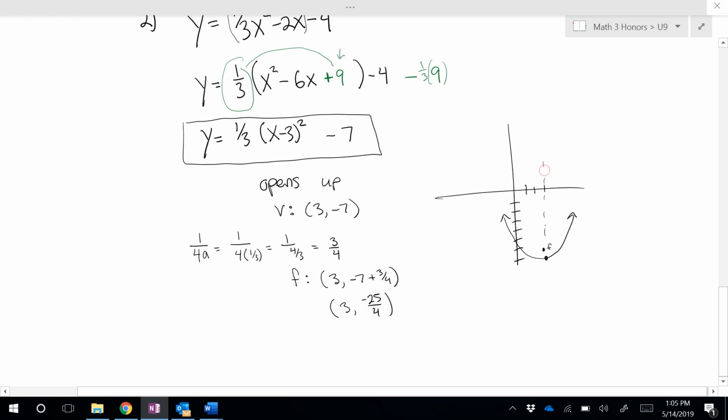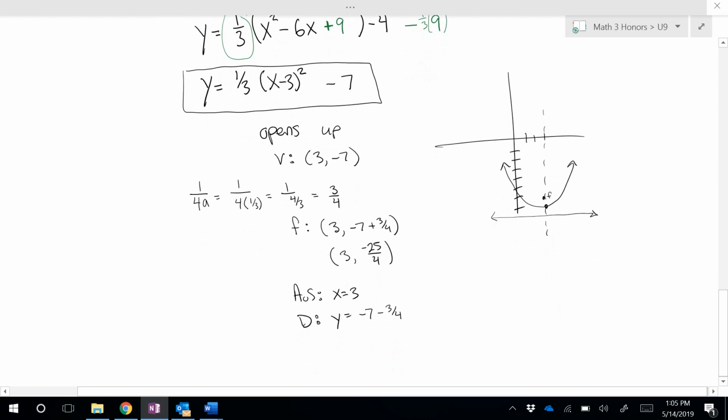Axis of symmetry is going to be x equals 3. And then the directrix is going to be y equals, the height of the vertex is negative 7, and I went down from there 3/4. And if I clean that up a little bit, that would be negative 31 over 4.